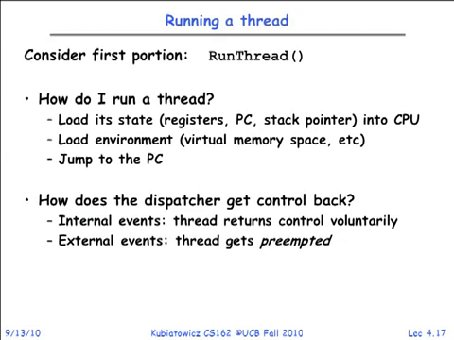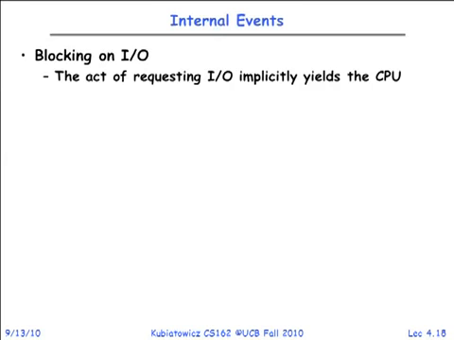Okay? So let's talk about internal events. Here's a great example. You're computing along, and then you do a print. Or you're computing along, and you write to a file. That's an internal event where you're actively giving up the CPU because you said, I want to do some I/O. So when a thread goes to do I/O, that's a great time to pull another thread off the ready queue and start it running.